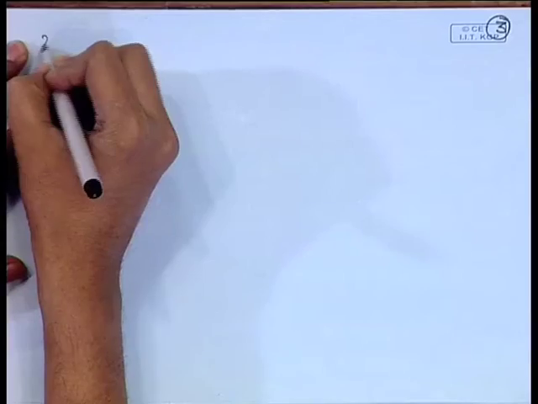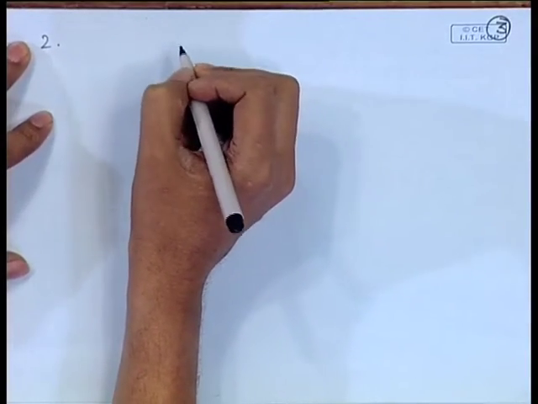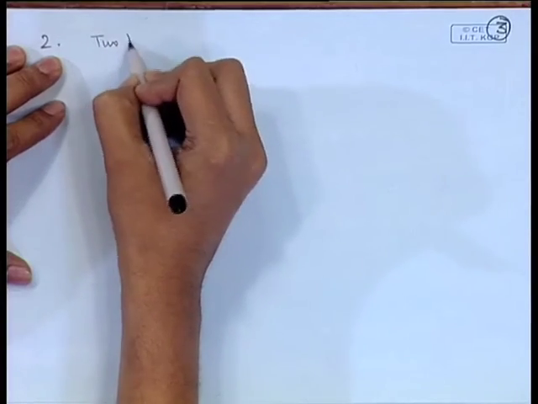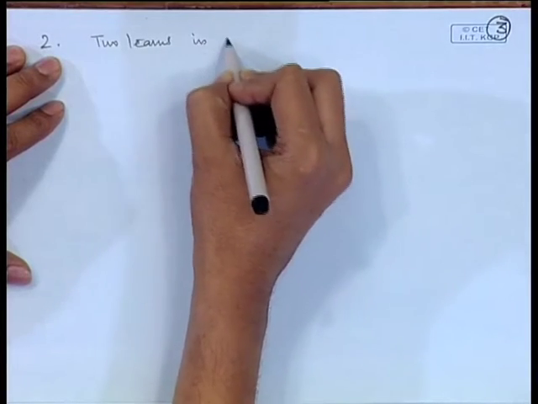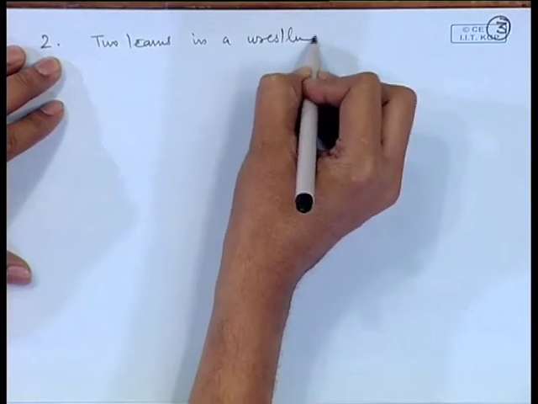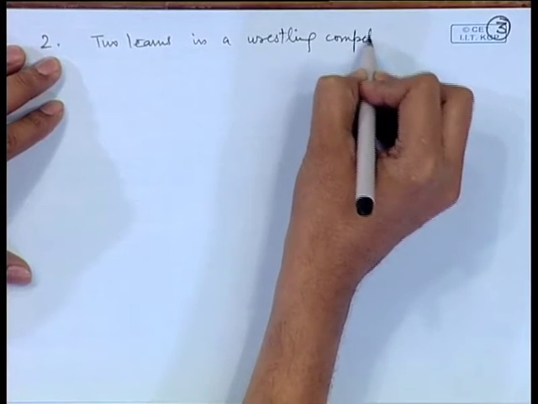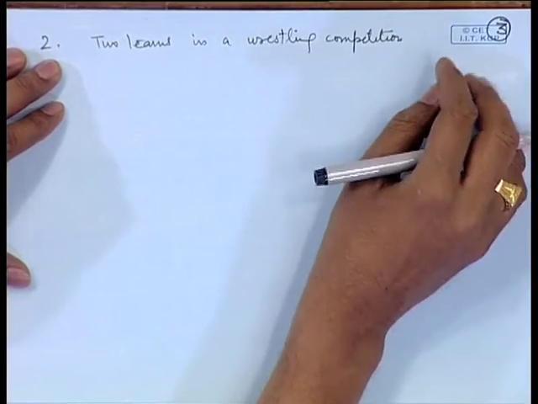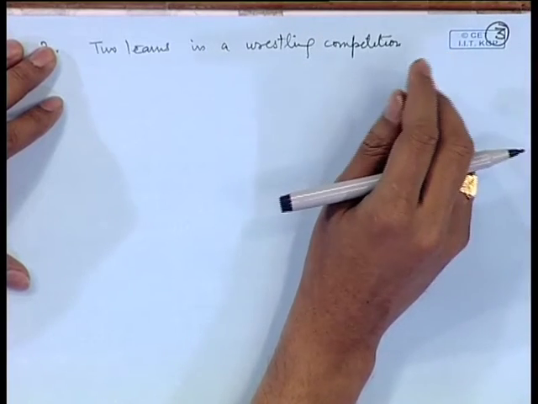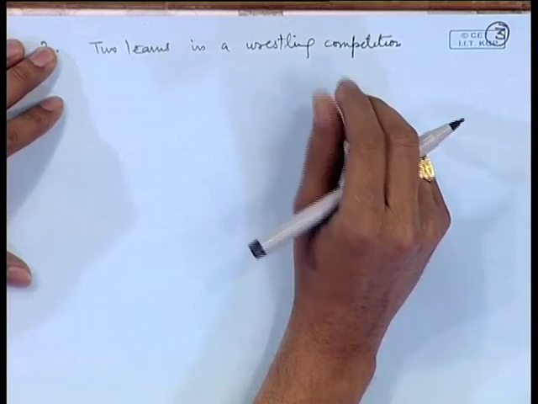Let us take some more examples. Suppose there are two teams in, say, a wrestling competition, and we want to see whether the average weights of the wrestlers are the same in the two teams, or one of them has higher weights than the other, because this is a crucial factor in the outcome of the actual match.